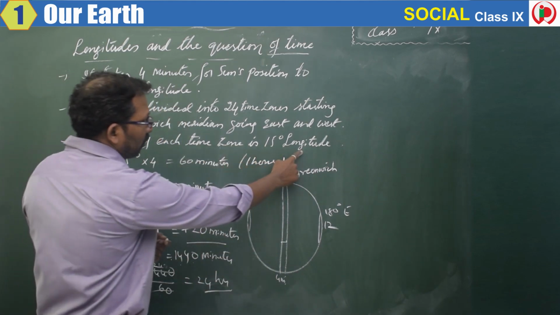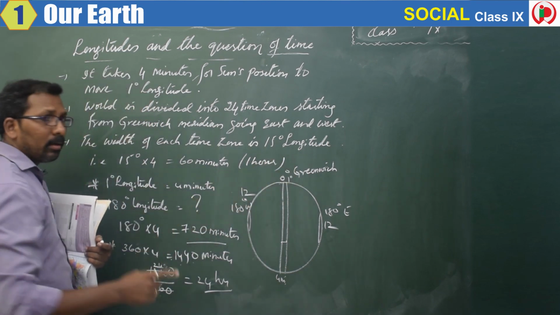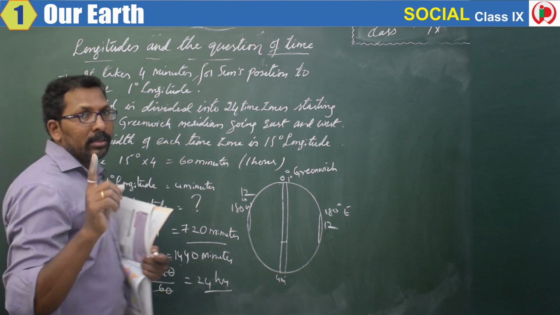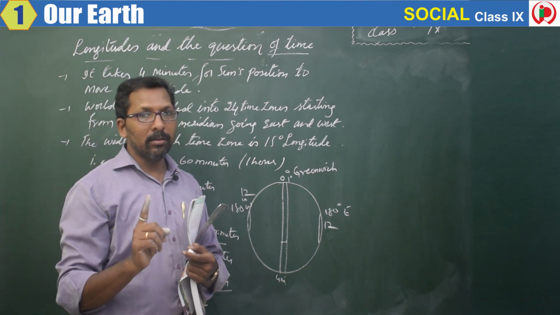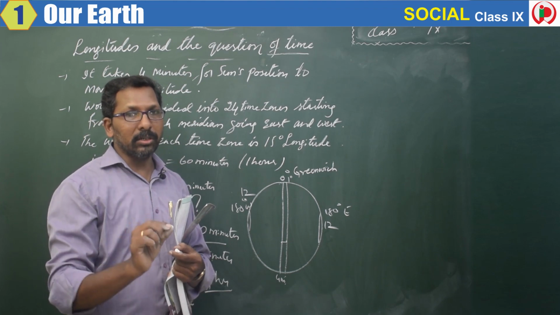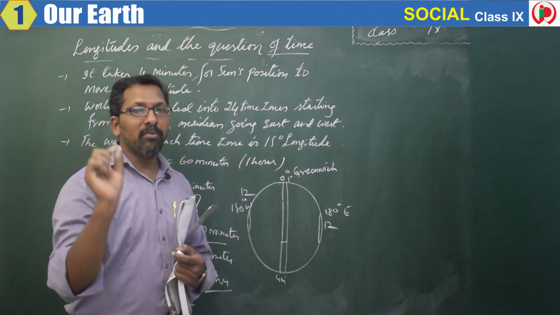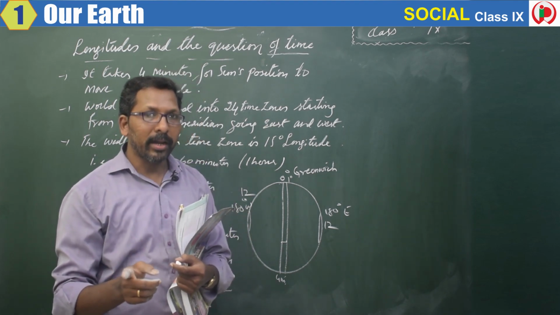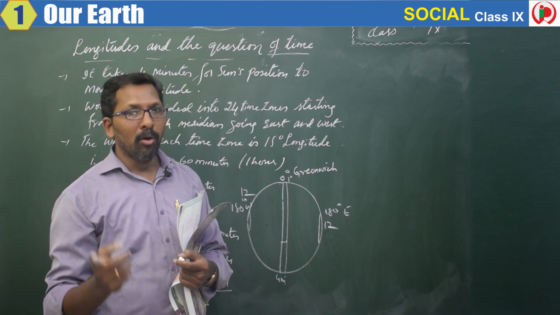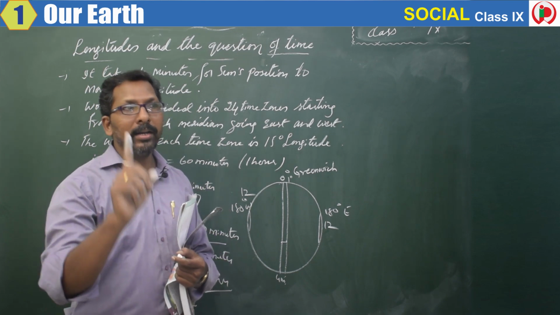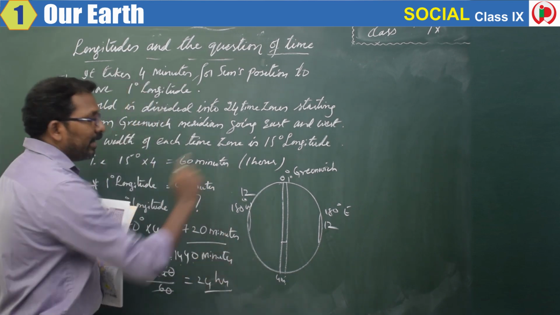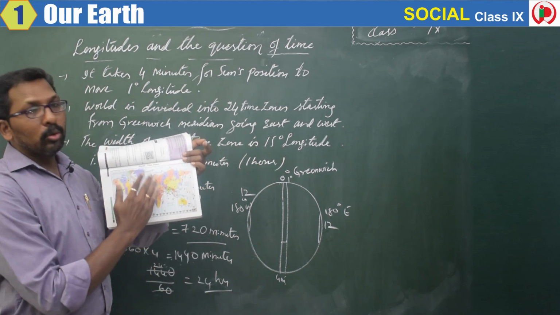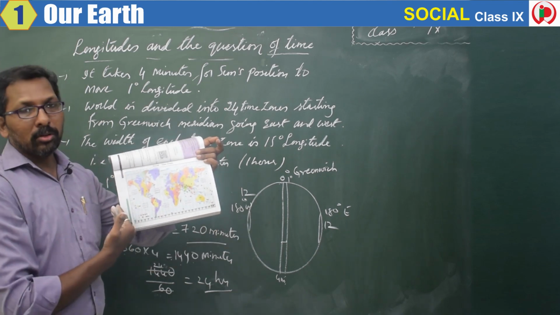So 15 degrees of longitude, that is one time zone, into 4 minutes is equal to 60 minutes. So it takes 1 hour for the sun's position to move across 15 degrees of longitude. So one time zone is equal to 15 longitudes, and 15 longitudes into 4 minutes is equal to 1 hour. So that is the answer. Hope you have understood about this time zone. There are 12 time zones on the east, 12 time zones on the west.